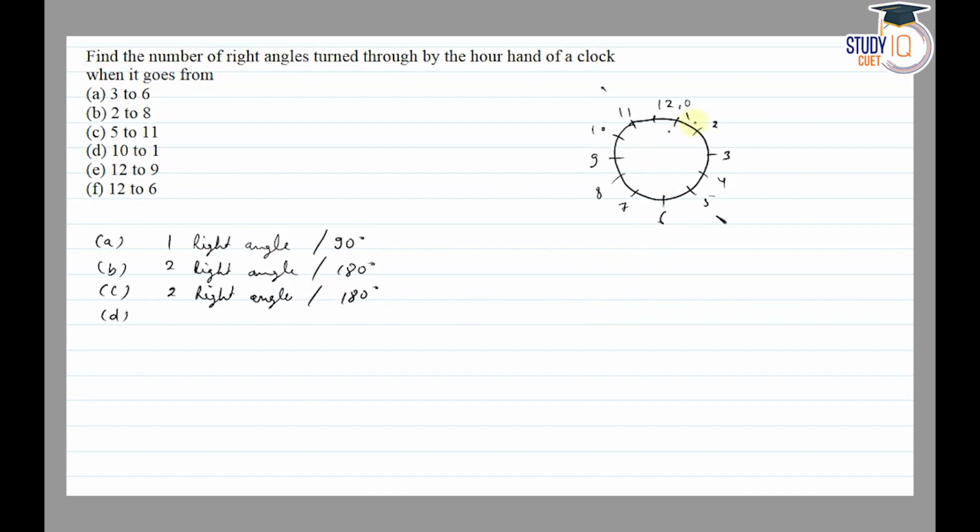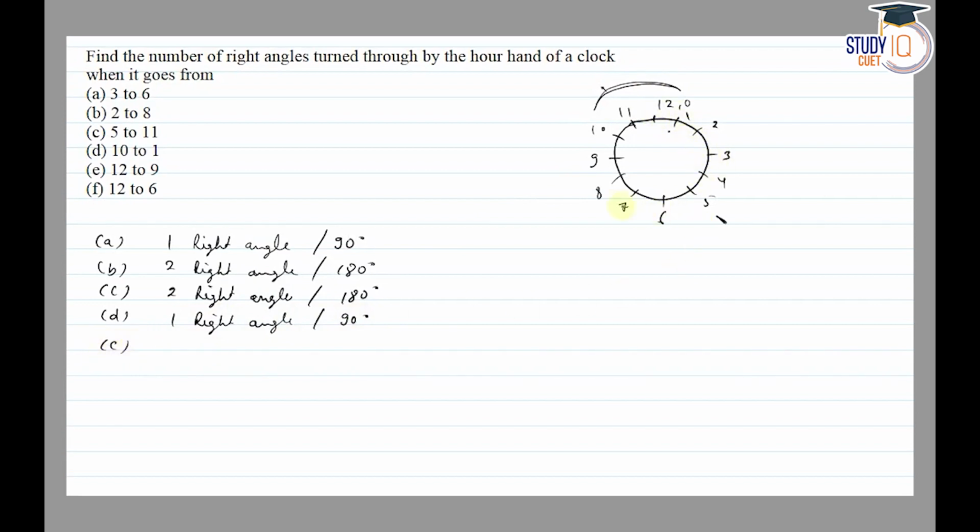Part D is 10 to 1. So 10 to 1, ये हो जाएगा हमारा this angle. So हो जाएगा 1 right angle, 90 degree.